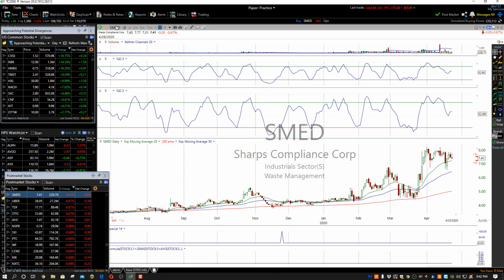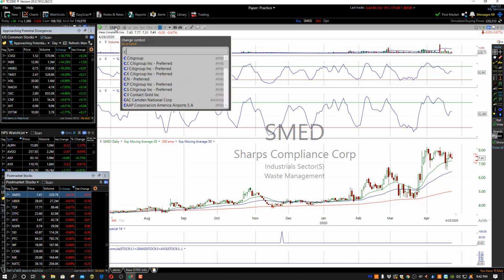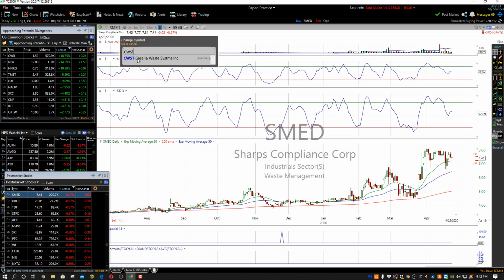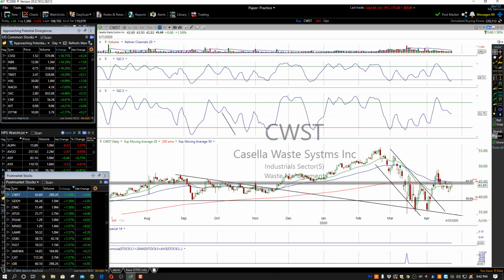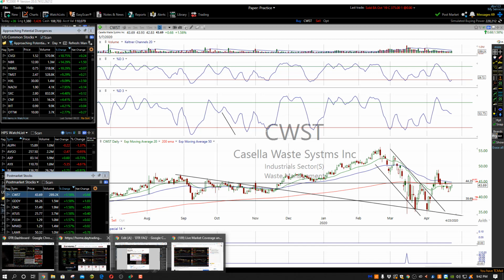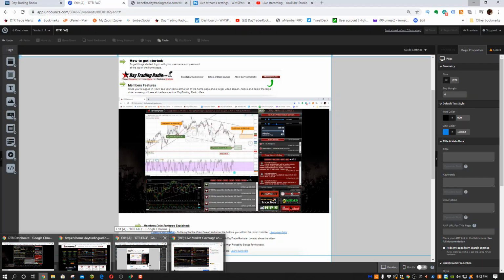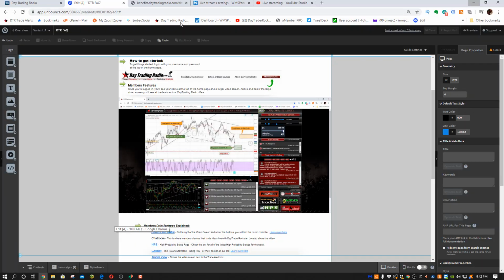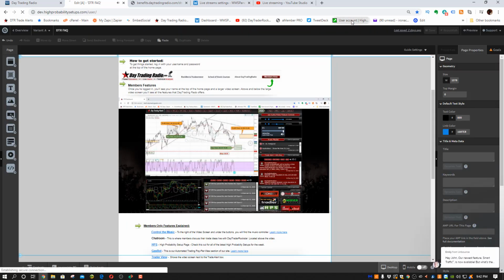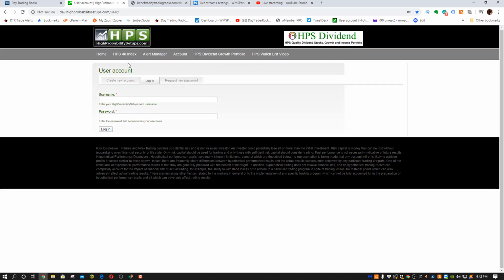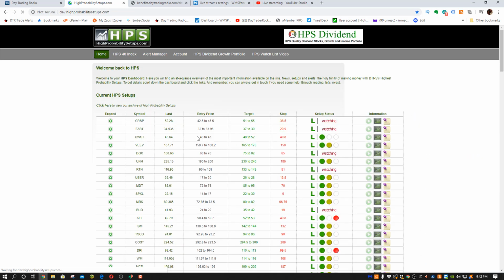Now there's also CWST, was it? Casella Waste Systems. That's an HPS setup for this week, and that actually looks pretty good. It's a nice flag. It's an HPS setup, and what I mean by an HPS setup is if you go into your dashboard in your account, you'll see this is where I put all the stuff up. You'll see the HPS watch list and how well it's been working.